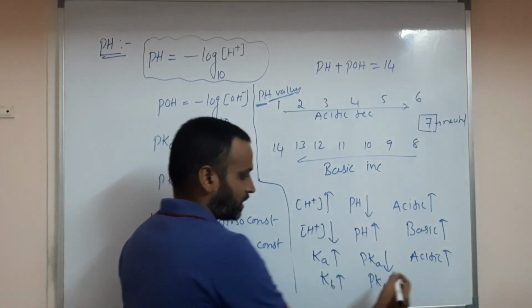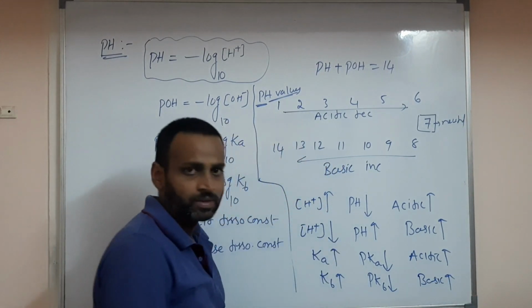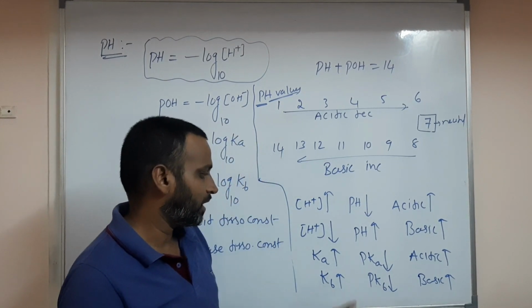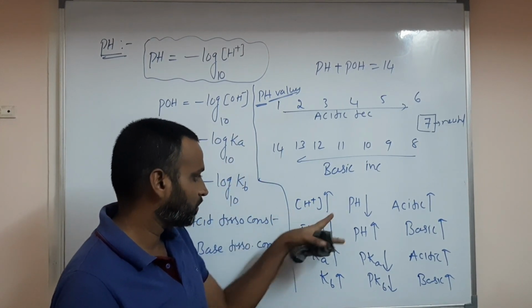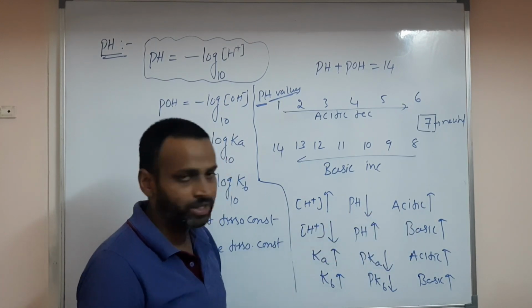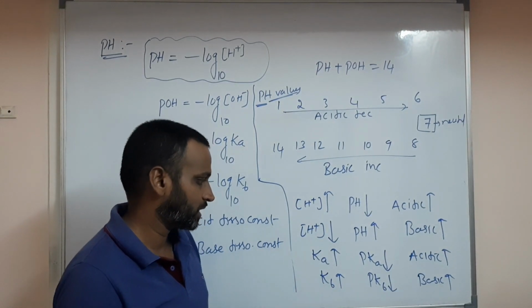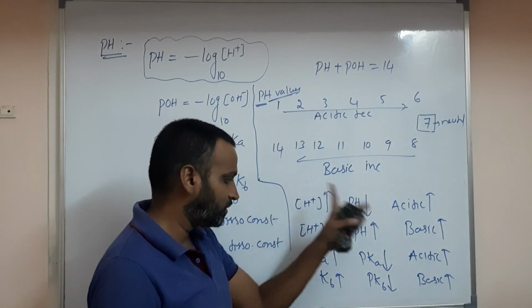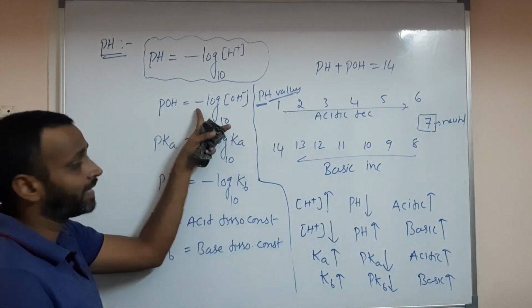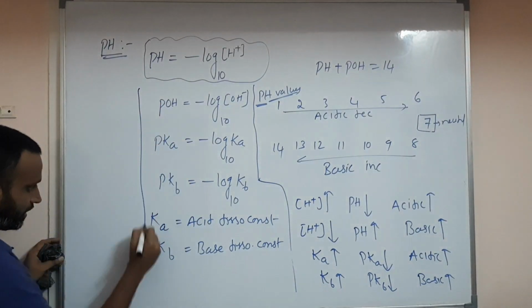Understanding? But this is a base, so the basic character increases. So don't think this is reverse, because it is Kb value. Why sir, you have written the opposite? Here both are H plus for acidic and basic, I wrote H plus concentration only. But here I have taken Ka and Kb values. Same, Ka value increases, pKa value decreases, because it is a negative logarithm. So it's very, very clear.